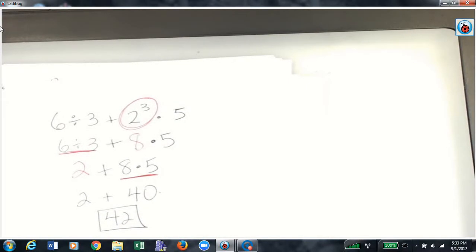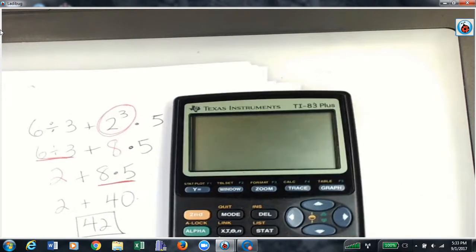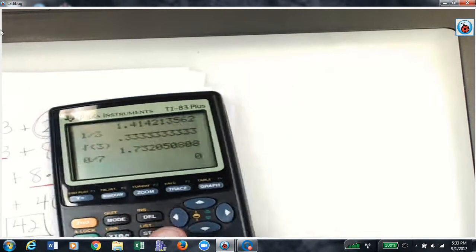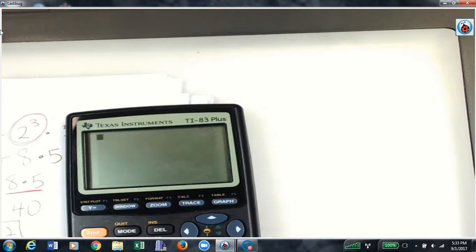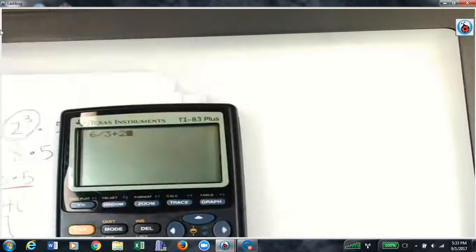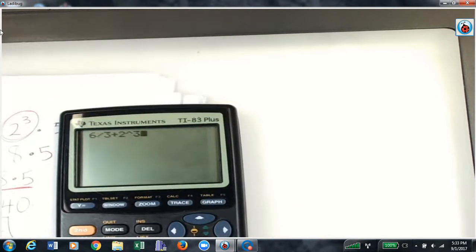Now, if we put it exactly the way it is, we'll get the answer in our graphing calculator. So 6 divided by 3. So I press the division key, but that little slash comes. Plus 2 cubed, so 2 and then the arrow button here. Then times 5. And if I press enter, I should get 42.